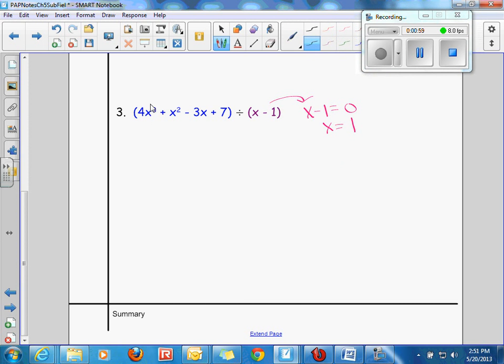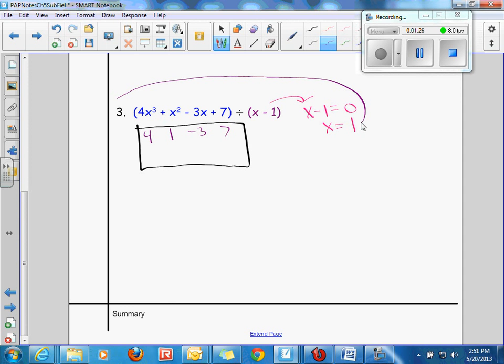So check your equation. I've got a power of 3 for my highest power, then I've got a power of 2, a power of 1, and a power of 0, my constant. So I have all the places that I need for my synthetic division, or synthetic substitution if I was doing that. Copy the coefficients into the box. So I've got 4, 1, -3, and 7. And then bring this 1 that you had figured out front. So 1 goes out front there, and then drop the 4 down and out. So that's the initial setup.